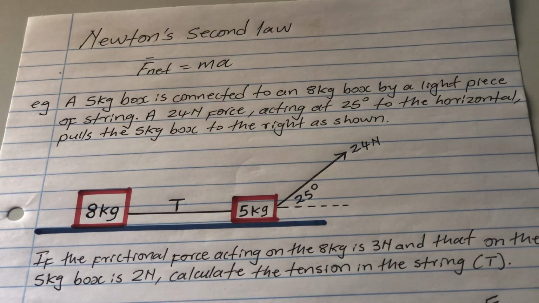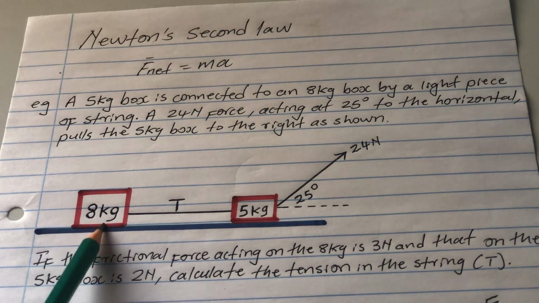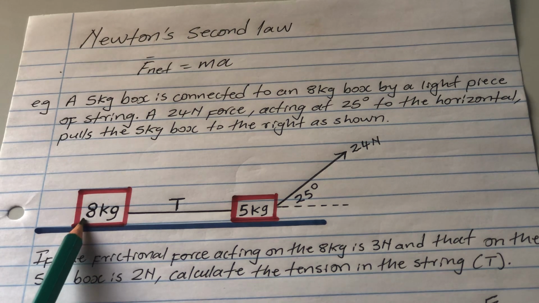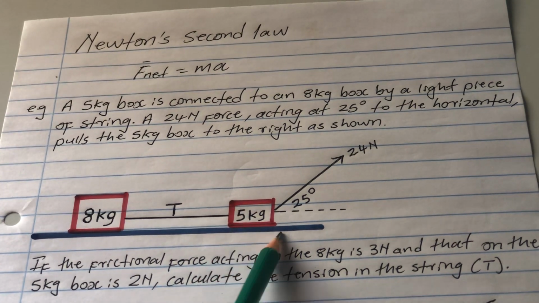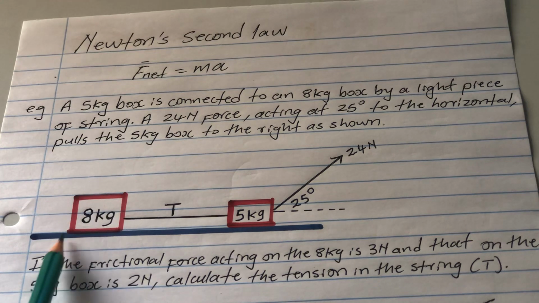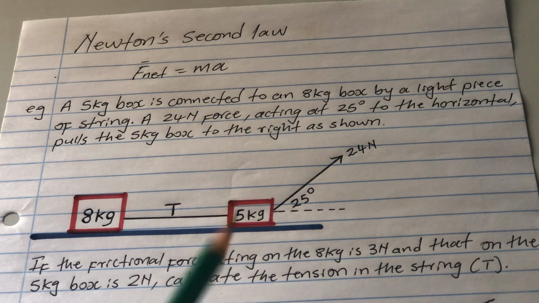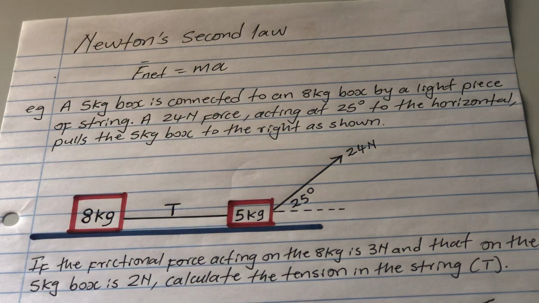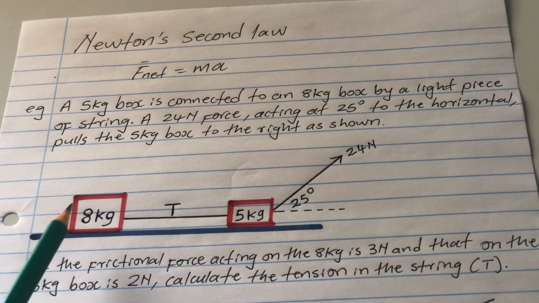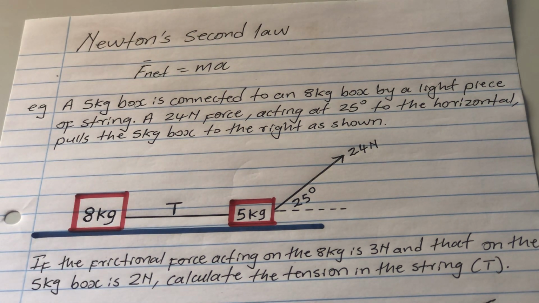So how do we solve this problem? We will work with the 8 kg first, then with the 5 kg, or the 5 kg first. After that, we go to the 8 kg. We are going to use this mathematical expression to solve this problem. Let's say we have chosen to start with the 8 kg block or box.